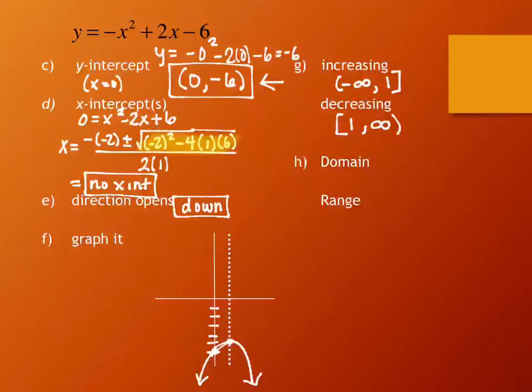So again, we're reading from left to right. We start at that vertex and then we move to the right-hand side. The vertex x value is 1. And if I'm moving to the right, I'm going to continue moving to the right forever or indefinitely. That's an infinity value.